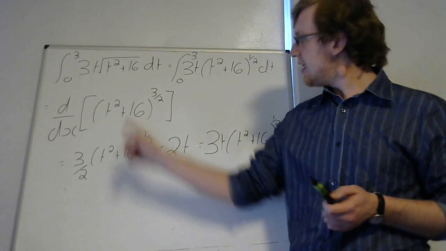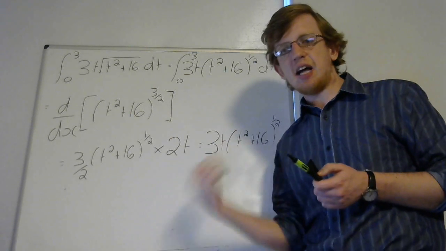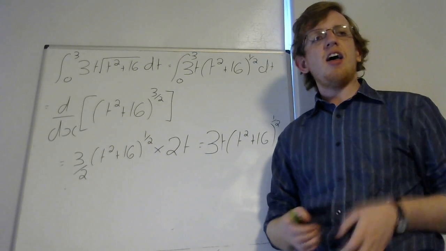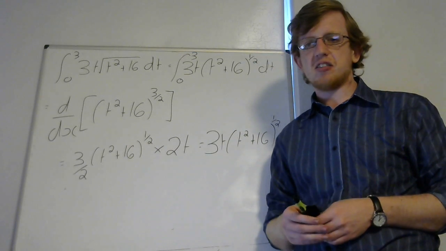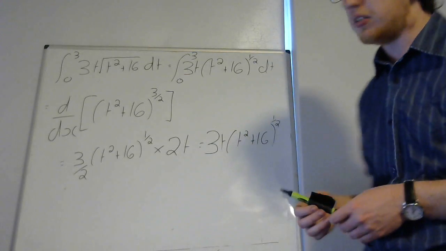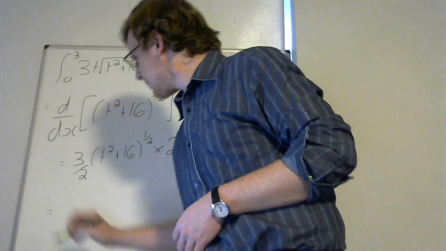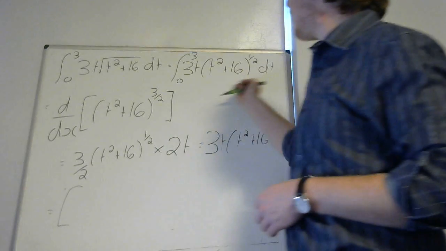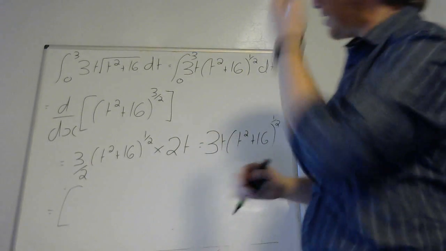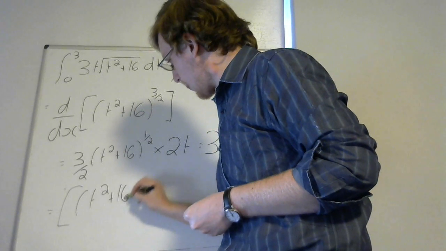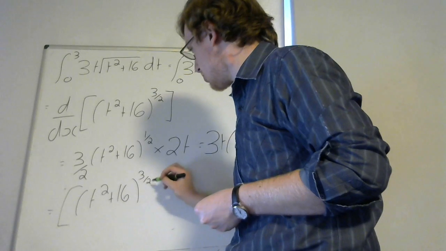So what does that mean? If this differentiates to this, that means that this integrates to this. That's why this technique is called reverse integration or reverse differentiation, I don't quite know. Okay. So the integral of that then is t squared plus 16 to the power 3 over 2.